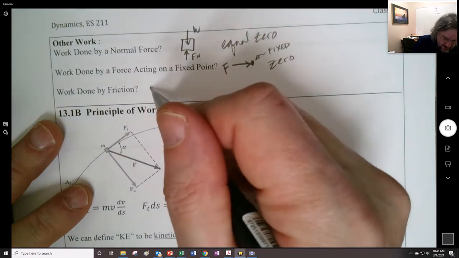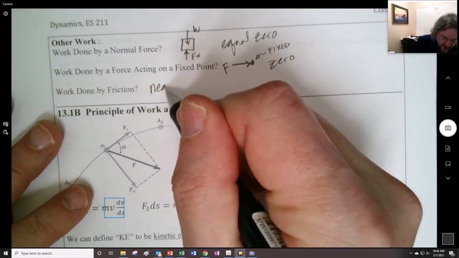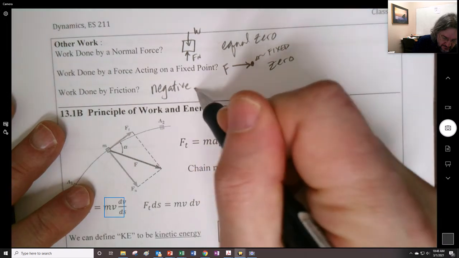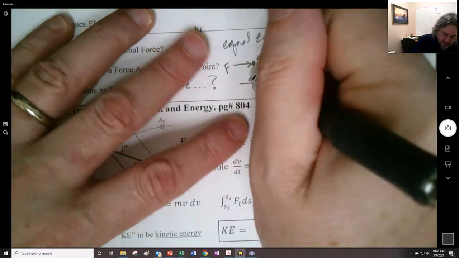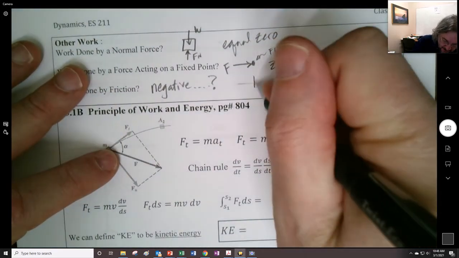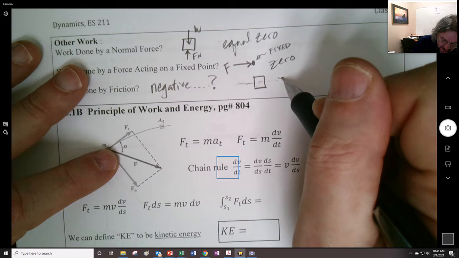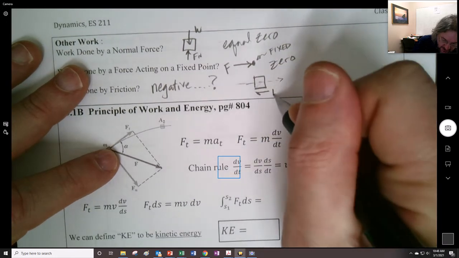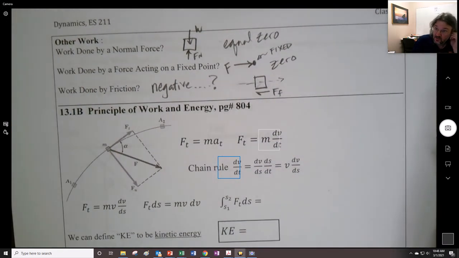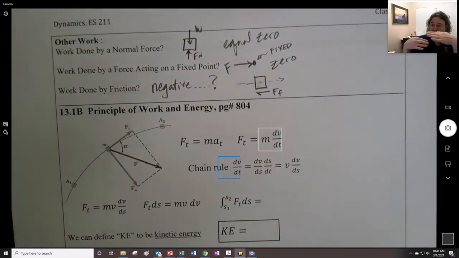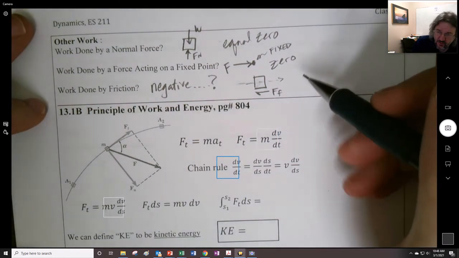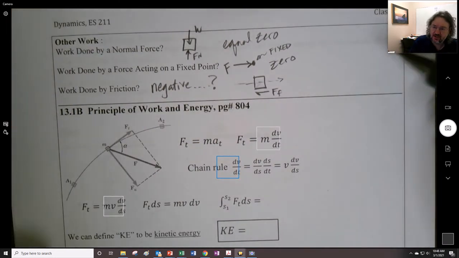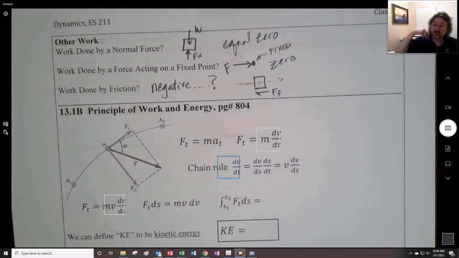How about work done by friction? Work done by friction is negative. Why? Because the motion of the piece right here, right? So see, this box is moving in this direction. Friction is coming down in the opposite direction. So those force vectors are opposite direction from each other. They're dot producting against each other. That's one way of thinking. Another way of thinking is that friction is energy that is being robbed from the system, right? It's an external energy loss.